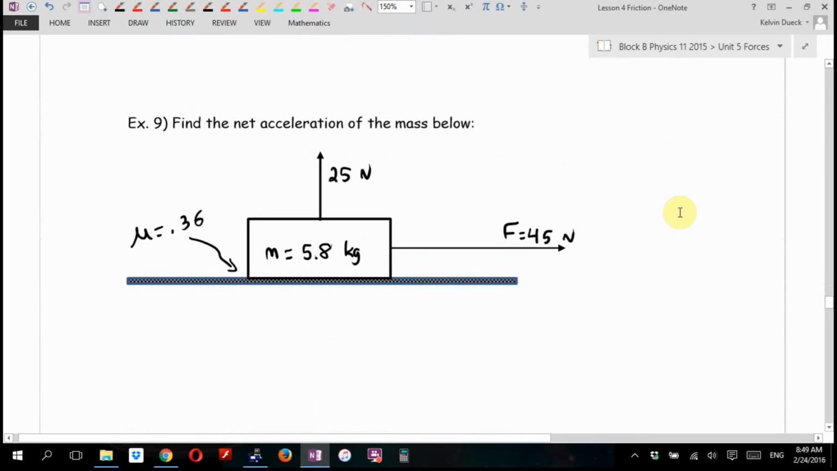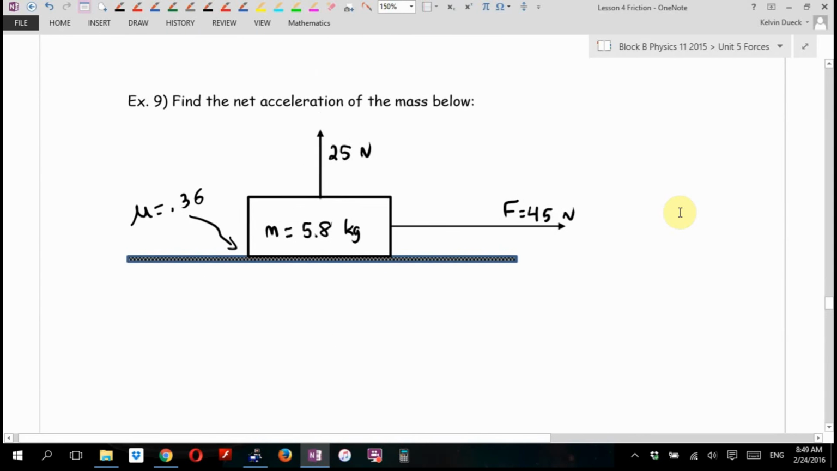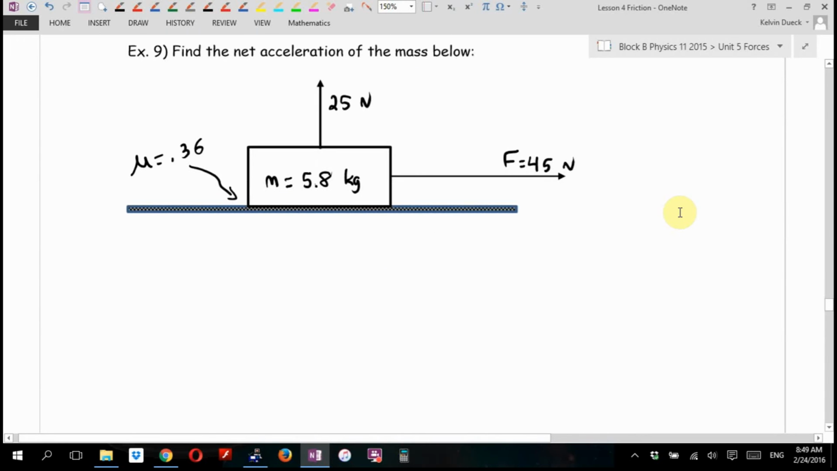Example 9. I think this is the last one. It is. Example 9 says, find the net acceleration of the mass below. Is there a picture here? Has it got forces on it? Let's put the rest of the forces on here. Instead of drawing a separate free body diagram, let's just label them right on here.